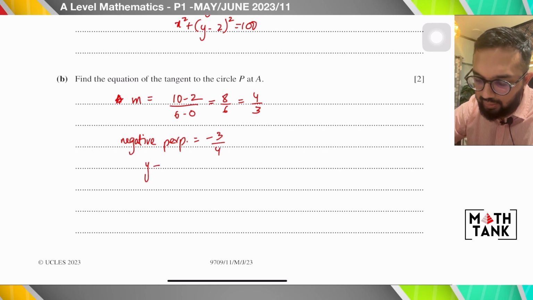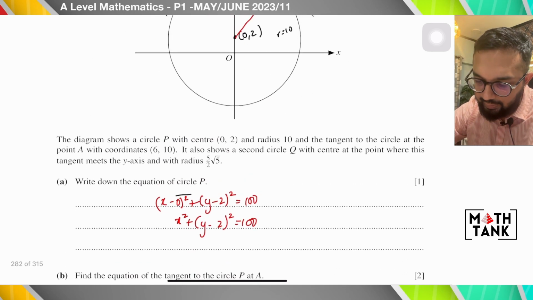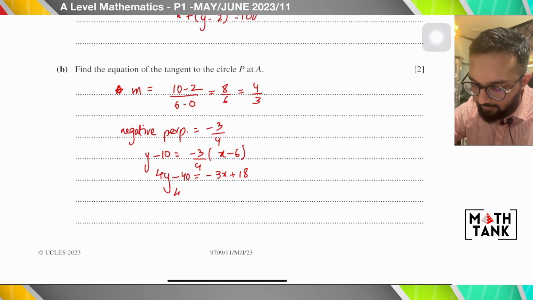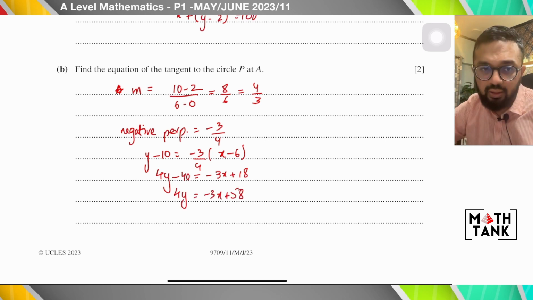I'm going to put in y minus 10 equals m times x minus 6, using the point 6 comma 10, y minus y1 equals m times x minus x1. So 4y minus 40 equals minus 3x plus 18. 4y equals minus 3x plus 58. A little awkward, so let's just check our answers before we go any further.